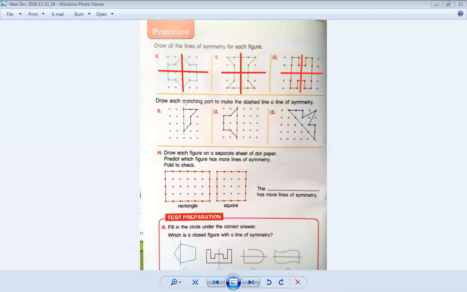Here he tells me to draw each matching part to make the dashed line a line of symmetry. So he told me the dashed line is a line of symmetry. This means this part that is drawn already should be folded to the other part and they match exactly. This means I will draw the same figure here like this one. So here, this line, I connect three dots. So I will connect, this is one dot, two dots, three.